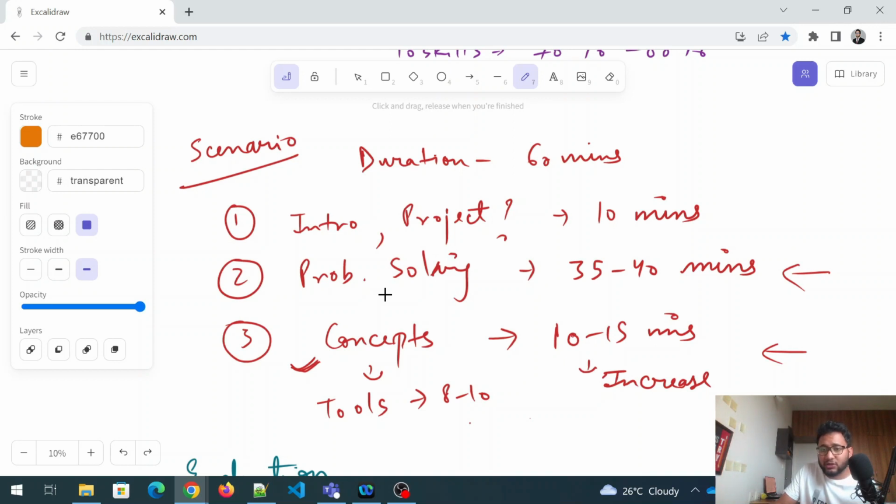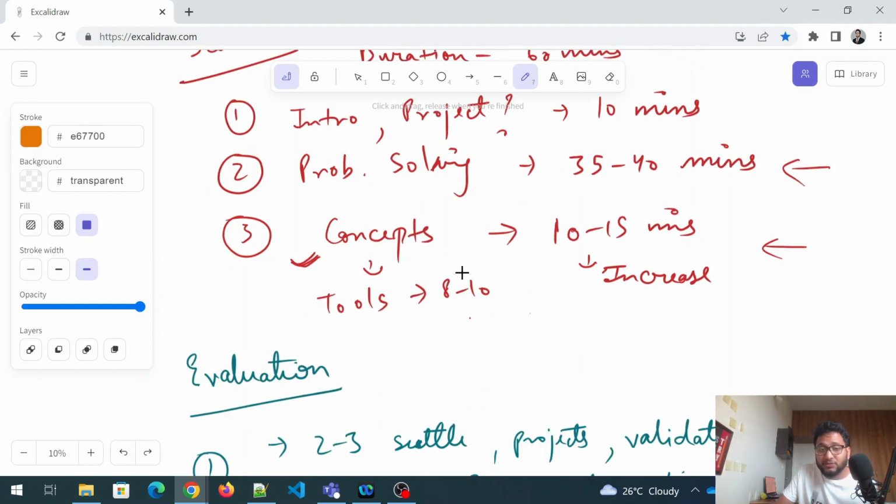It'll take around 35 to 40 minutes or maybe more than that. This is just rough figures, but mostly if we take a 60 minute interview, this is what generally happens. It can increase or decrease by plus minus 5, 10 minutes. And the concepts of the tool that you're applying for.